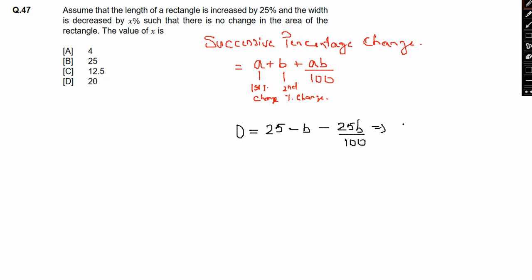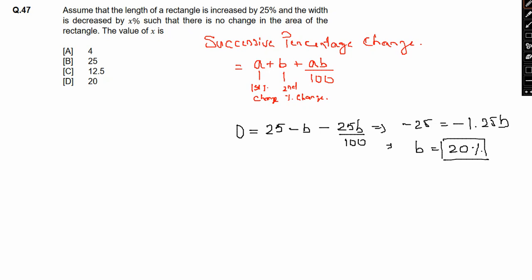So we can write this as minus 25 equal to minus 1.25b, or b is nothing but 20%. Okay, which is our answer. I hope this is clear.